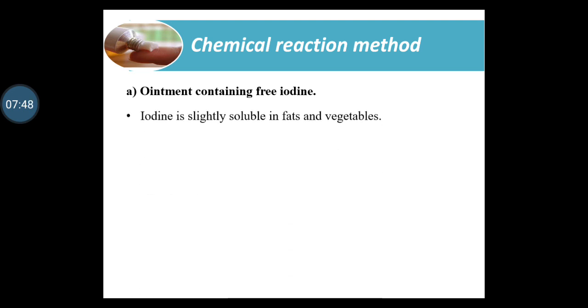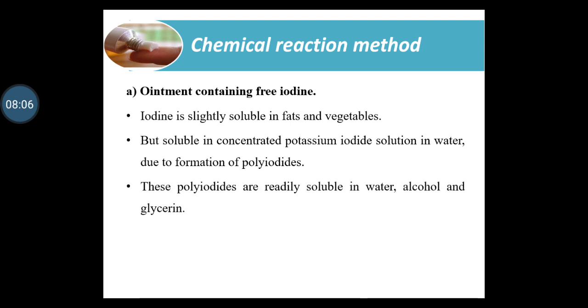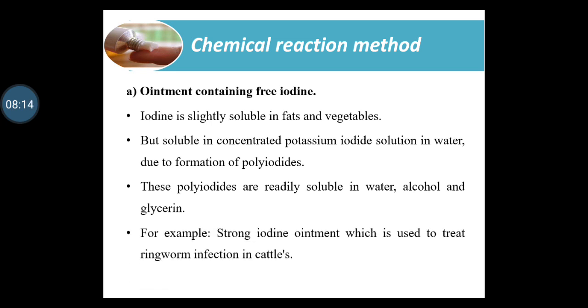Iodine is slightly soluble in fats and vegetable oils, but it is readily soluble in concentrated solution of potassium iodide in water due to formation of polyiodides. These polyiodides are readily soluble in water, alcohol, and glycerin. The example of such type of ointment is strong iodine ointment, which is used to treat ringworm infection in cattle.